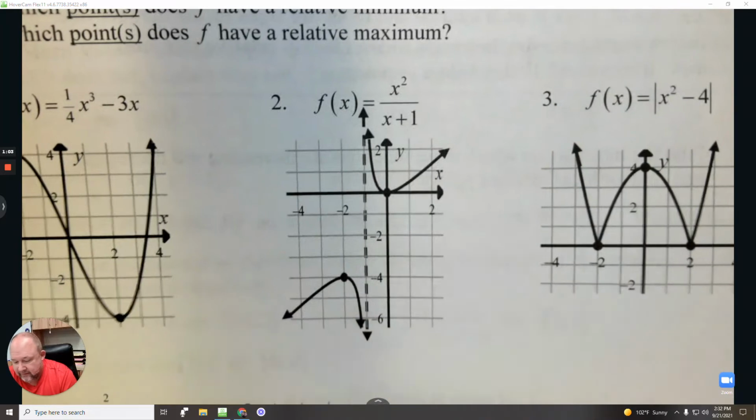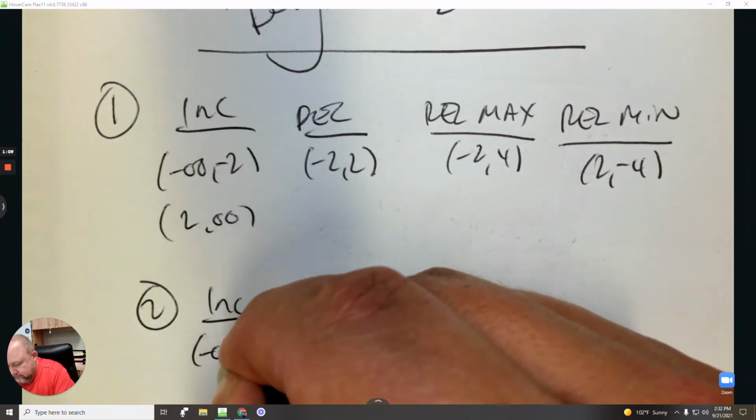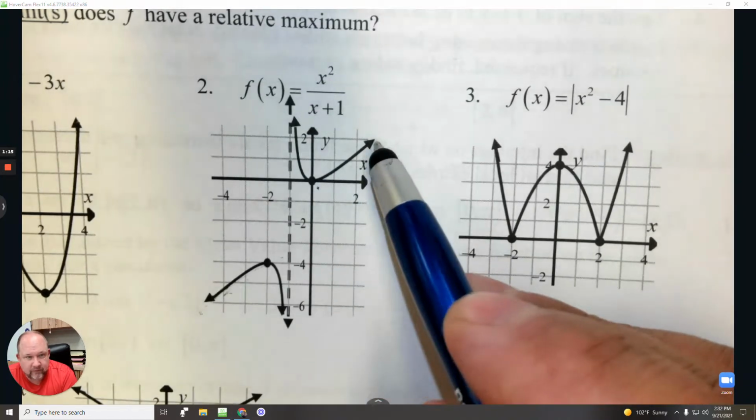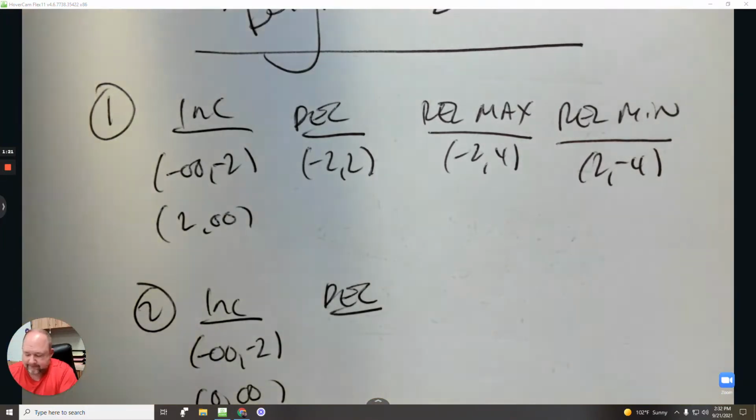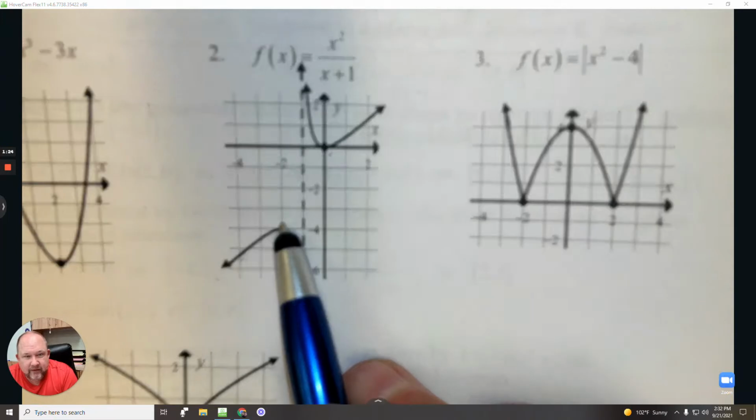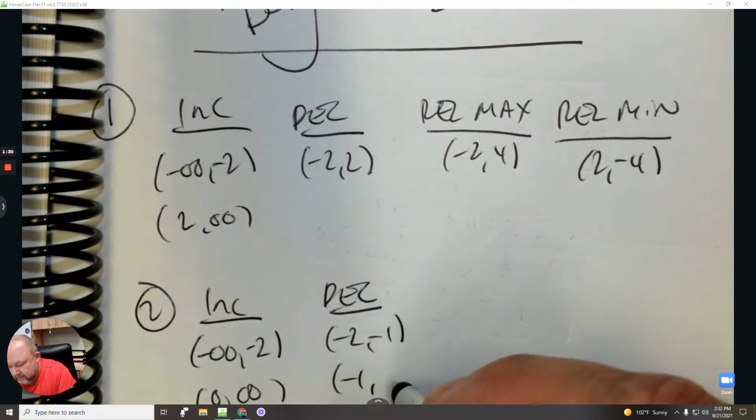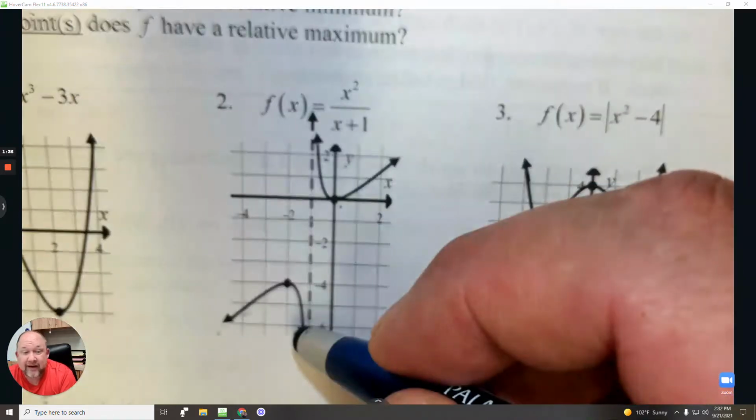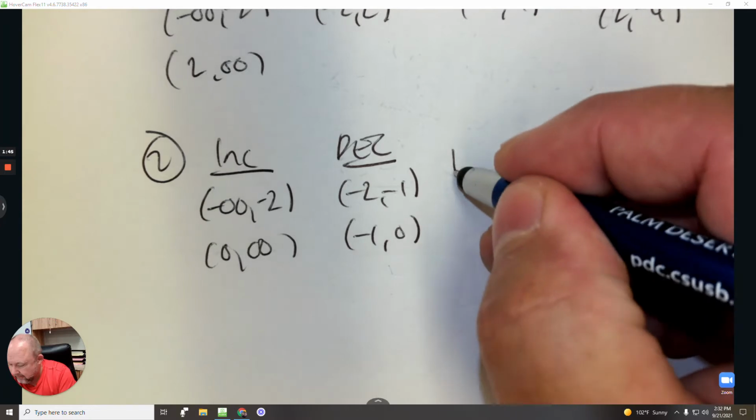Number 2, look off the graph. Where is it increasing? So this increases up to negative 2. And then it increases from 0 to infinity. It's decreasing where it's falling. So from negative 2 to negative 1, and from negative 1 to 0. So it's decreasing and decreasing. You could actually write it from negative 2 to positive 2, but I like writing it with the asymptote, breaking up the interval.